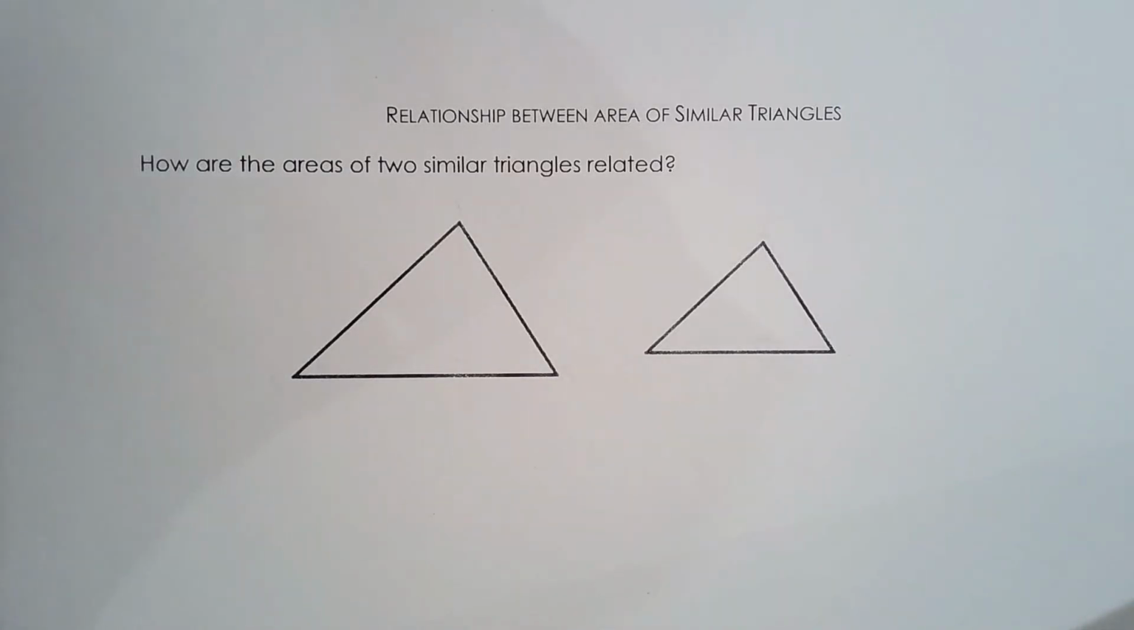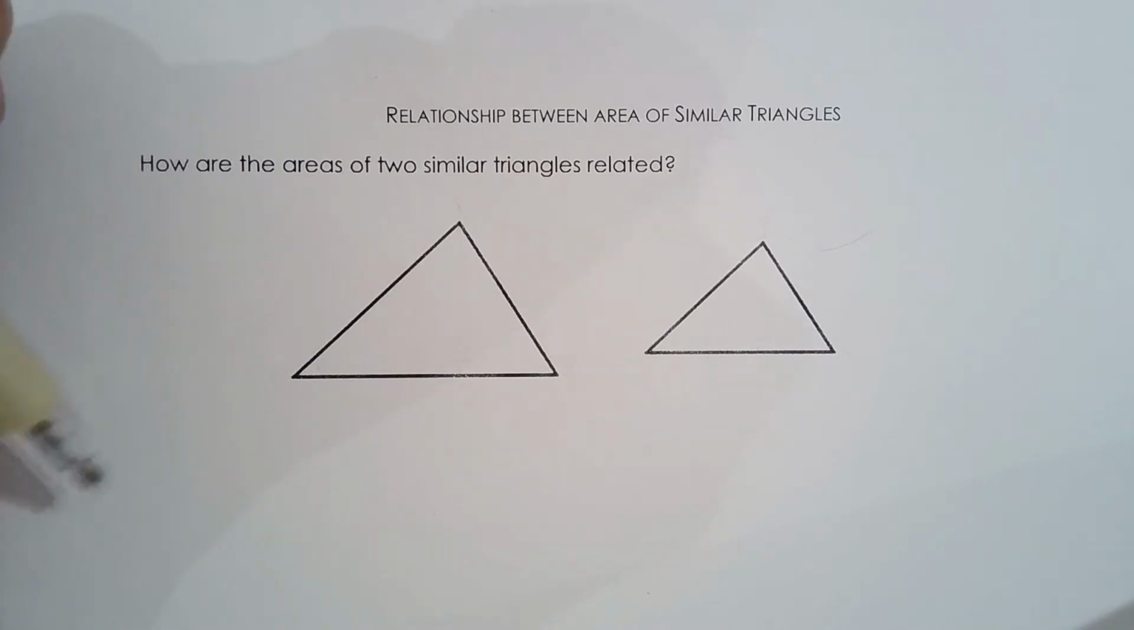In this chapter so far, we've been talking about similar triangles, and we've said that if two triangles are similar, their corresponding sides are proportional and the corresponding angles are congruent. Now, one thing we have yet to speak about is the relationship between the areas of similar triangles.